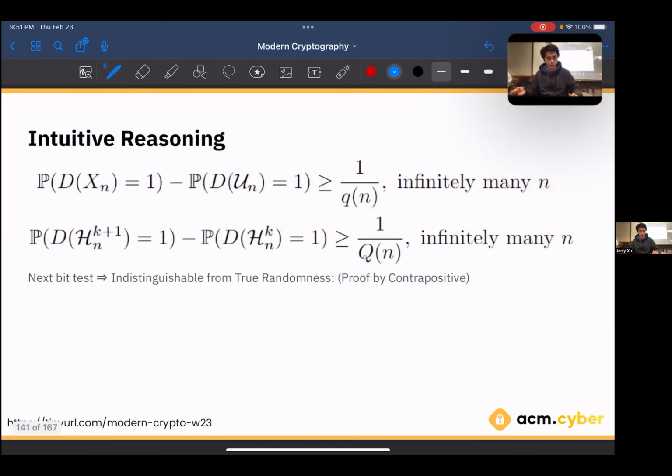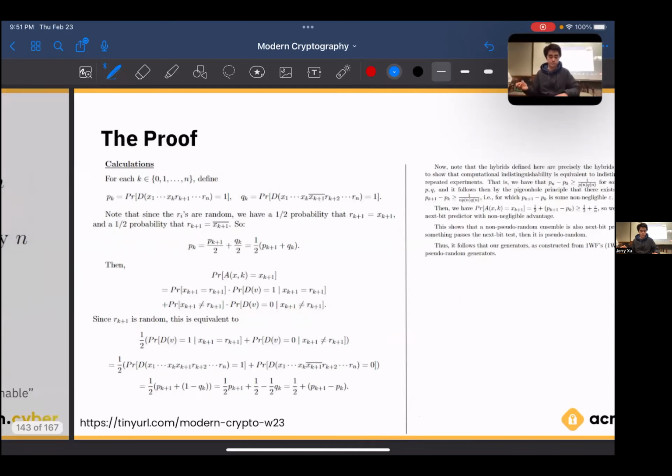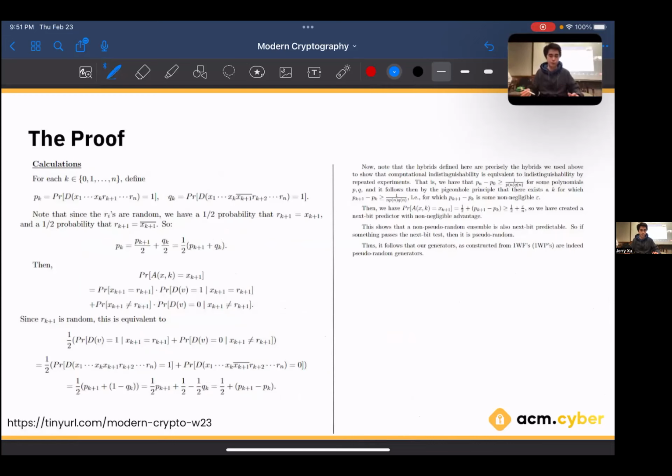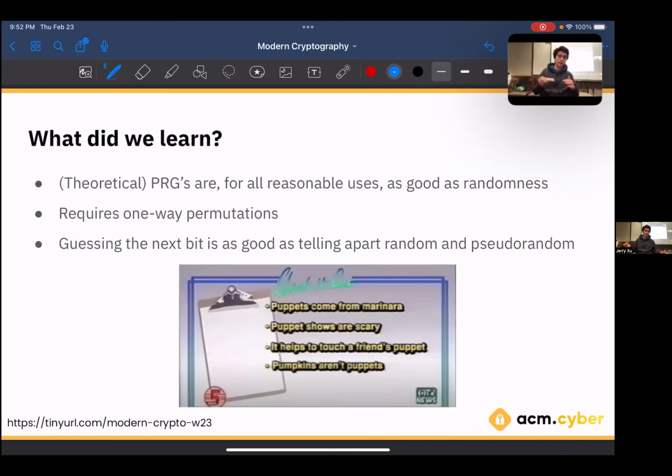And so there's some intuitive reasoning here. You guys can come back to that later. I want to get to some more interesting stuff, though. And here's the full rigorous proof that not being able to predict the next bit is as good as being essentially truly random. And so the point here is theoretical PRGs are for all reasonable uses as good as randomness. They do require one-way permutations, which is an even stronger assumption than one-way functions. And as an add-on to this last point, the hybrid argument is very cool.